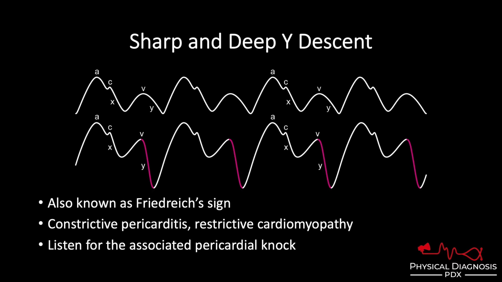So the way I think about this, and why is it sharp and deep? Well, the pericardium is sort of around the heart, and it's sort of unyielding, it's scarred down, and the ventricle can fill only so much before it runs into that unyielding pericardium. And so all the filling has to happen early in diastole before it runs into that pericardium. At least that's the way we sort of think about it. And that'll give you a sharp and deep Y descent.